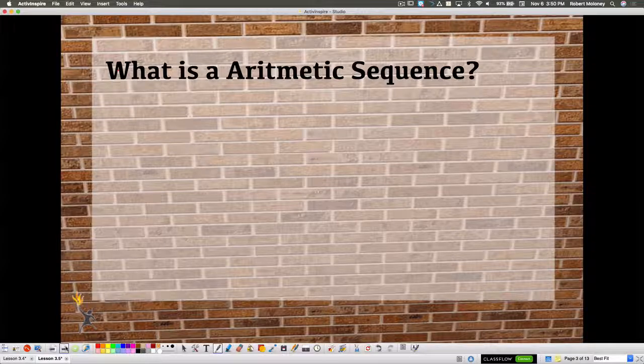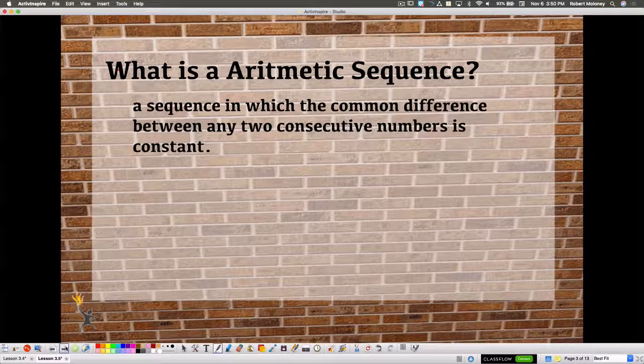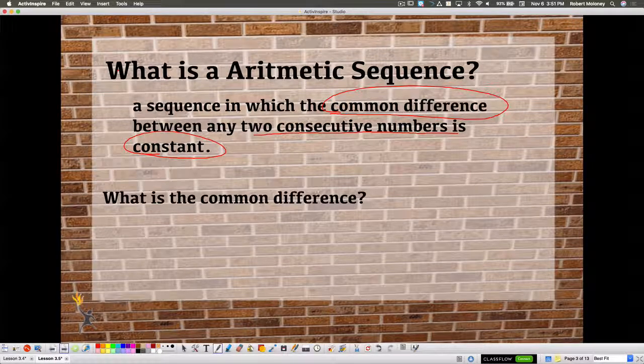So we start off by what is it? Well, an arithmetic sequence is a sequence in which the common difference between any two consecutive numbers is constant. Well, we looked at consecutive numbers already, and we know constant just means stays the same. The only word we've got to finally look at is the common difference. Well, let's take a look. The common difference sounds very similar to what we know, it's difference.